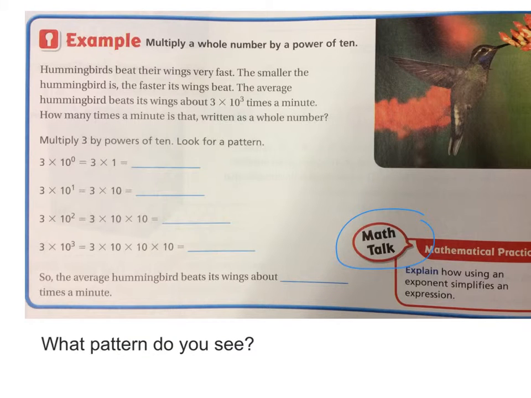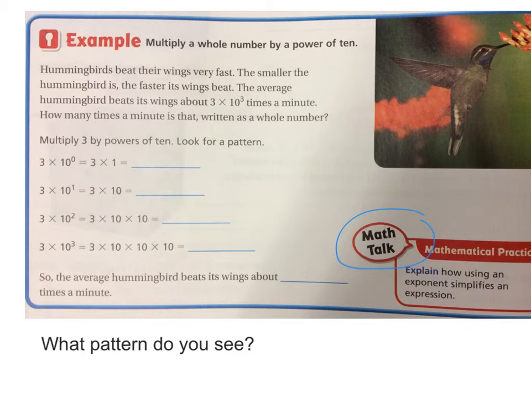It says, hummingbirds beat their wings very fast. The smaller the hummingbird is, the faster the wings beat. The average hummingbird beats its wings about 3 times 10 to the third power times a minute. How many times a minute is that written as a whole number?